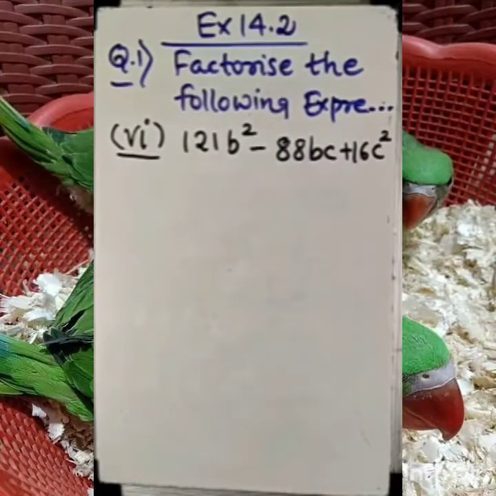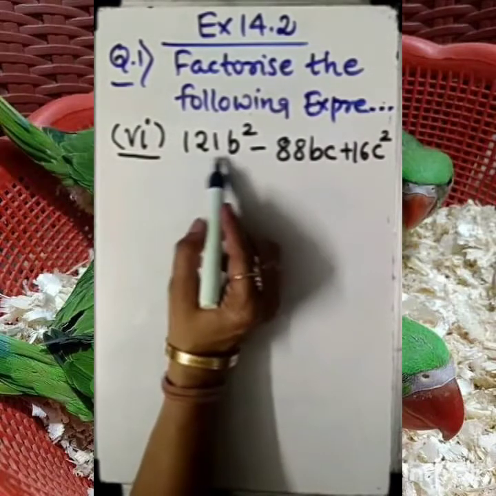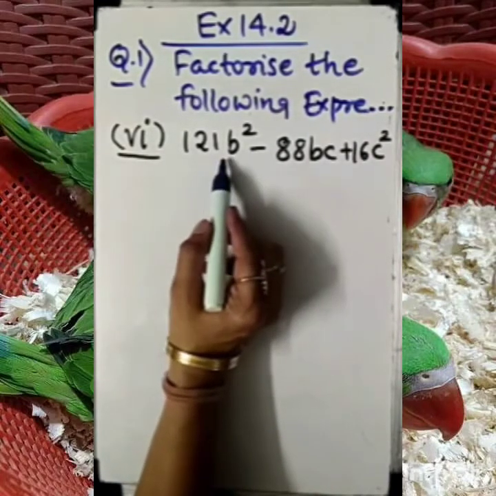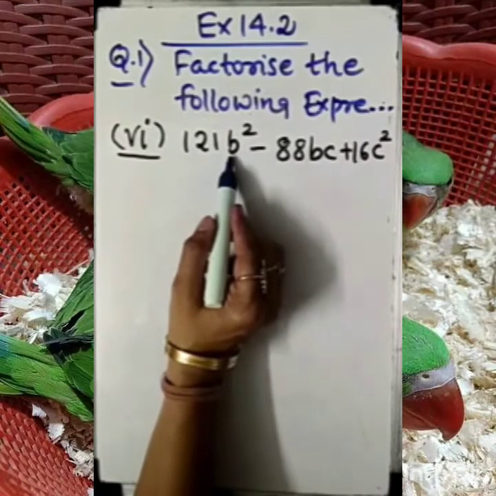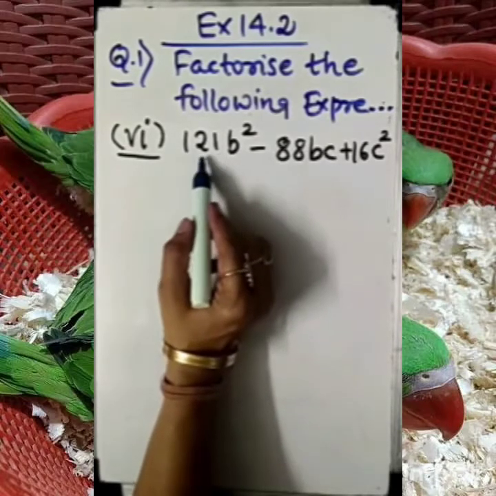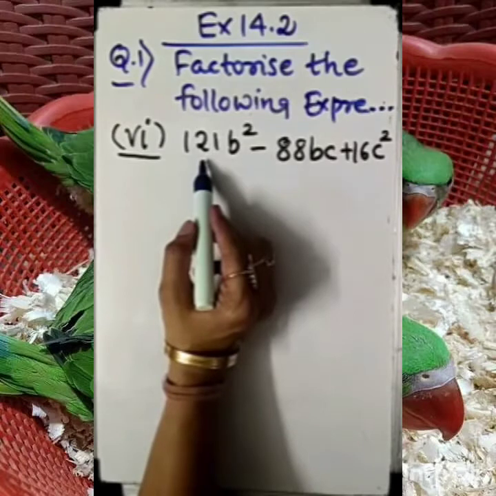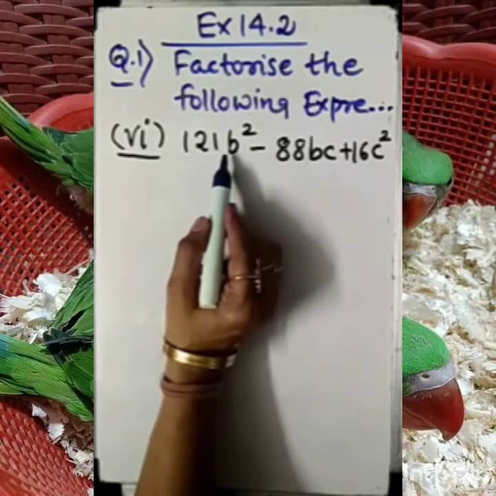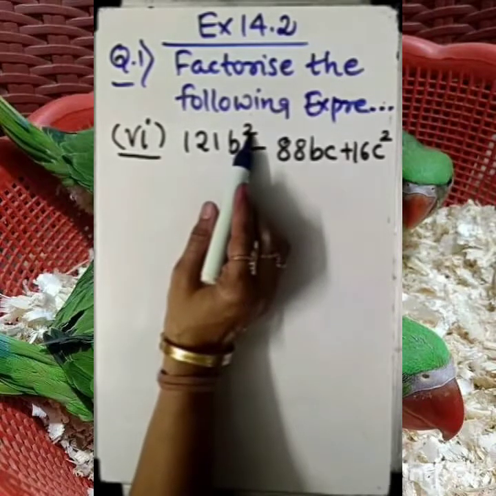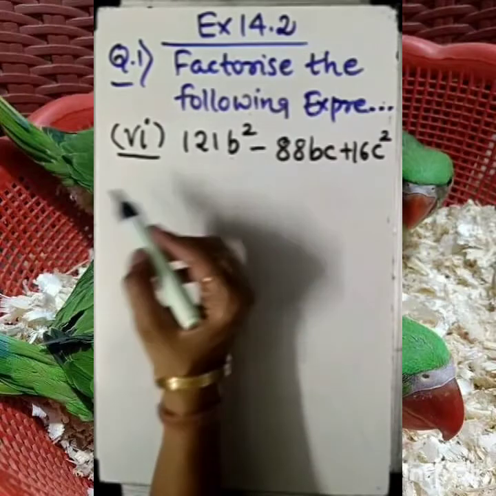Sixth is on your screen, dear student. 121b square minus 88bc plus 16c square. Which identity do we need to apply for that? First, work out on the first term. The first term is a perfect square. Yes, it is a perfect square of 11b. Reason behind that, we know 121 is a square of 11. When you multiply 11 into 11, then you will have the result 121. And b is already a square. So it is 11b.